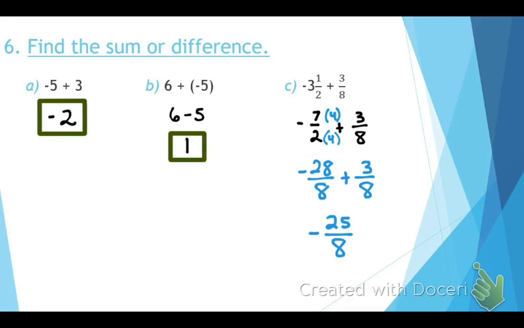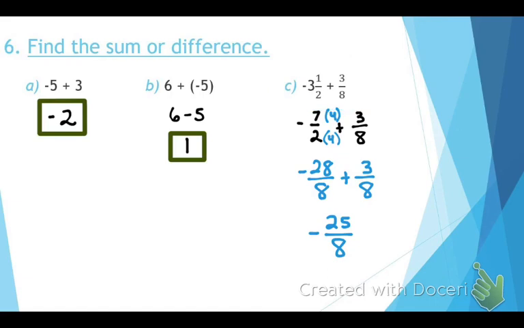Am I finished? No. What's wrong with this? You have to make it a mixed number. Okay, we've got to make it a mixed number. Notice up here, this original problem started with mixed numbers, which means your answer needs to come out as a mixed number, not as a decimal. So how do I turn negative 25/8 into a mixed number? Divide 25 by 8. You're right, I've got to divide 25 by 8.